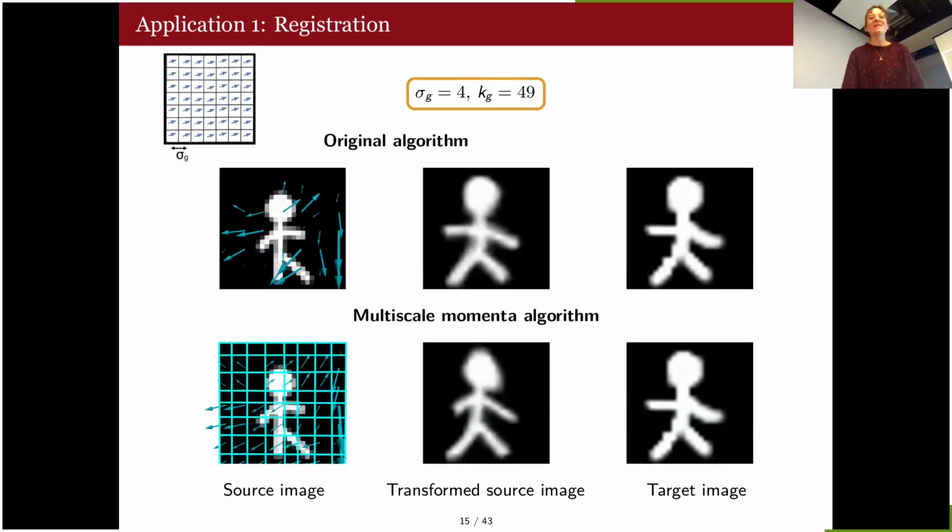And here we are reaching the finest scale, which means that we don't have any more constraints on the velocity fields. And this process is only during optimization, and not when we don't use the wavelet representation when computing the flow between the two images. This is a different setting.